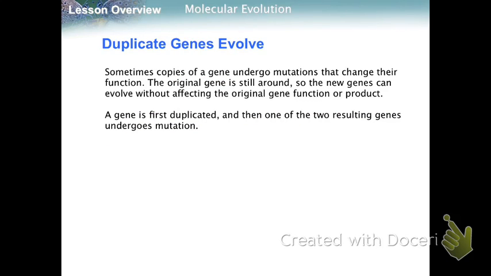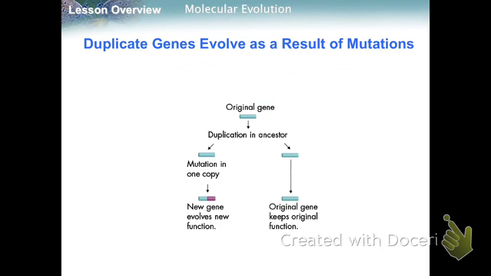Those extra copies can undergo mutations that change their function. The original gene is still there, so it's still producing the protein that it needs to. Those new genes, the copies, can evolve without affecting the original gene function or product. So after a gene is duplicated, one of the two resulting genes will undergo mutation.